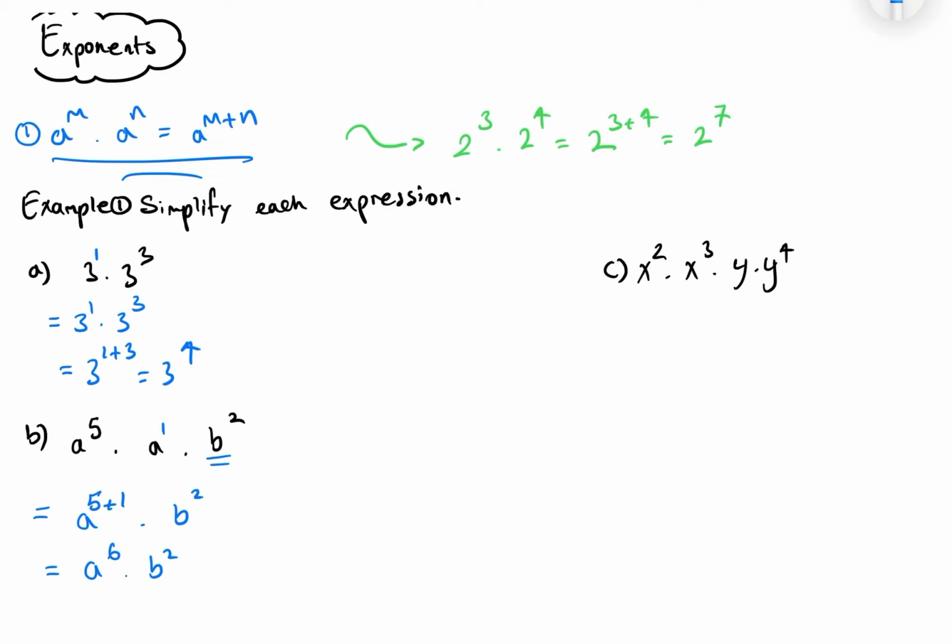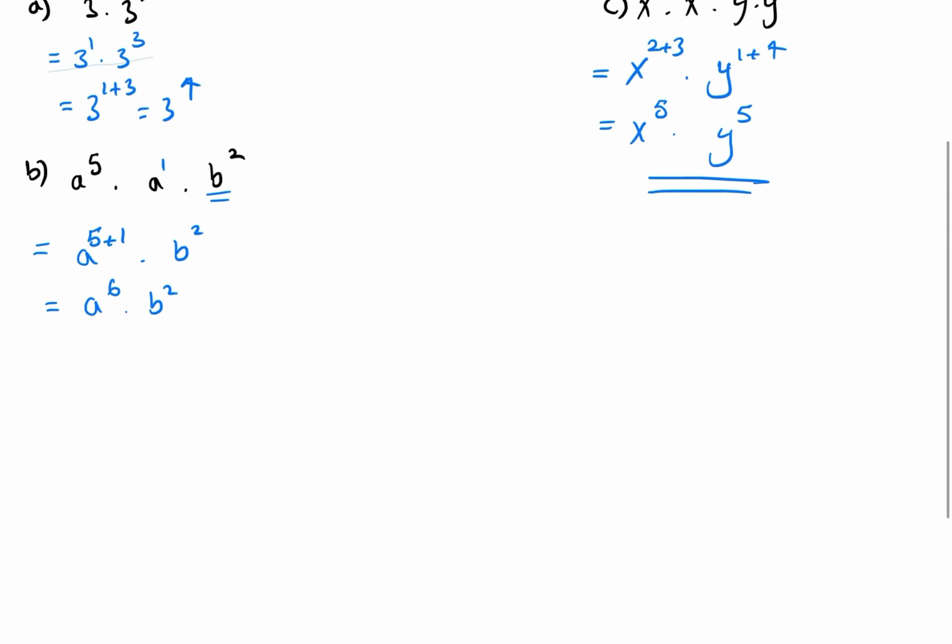Let's take a look at C now. It says x squared times x cubed times y to the power of 4. All right. Now, as for this one, you can just write them as x to the power of 2 plus 3, times y, where the power of this one is 1, so 1 plus 4. So you get x to the power of 5 times y to the power of 5. There you go. Let's go down.